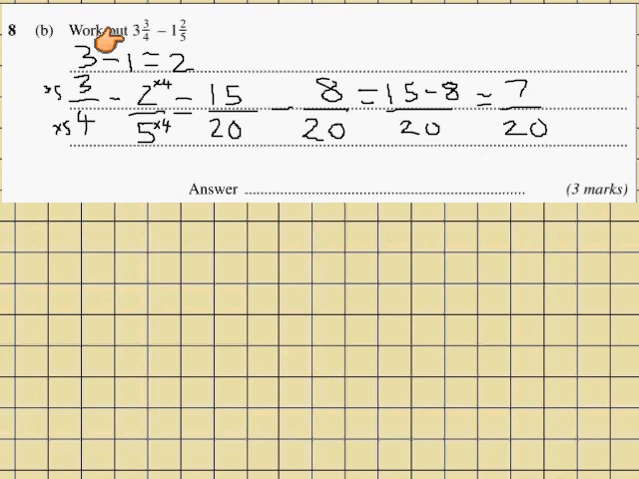I was asked to do 3 3/4 minus 1 2/5. Well, 3 minus 1 gave me 2. The fractions subtracted gave me 7 over 20. And when I add the two together at the end, my answer is 2 7/20. If you got 2 7/20, give yourself 3 marks.